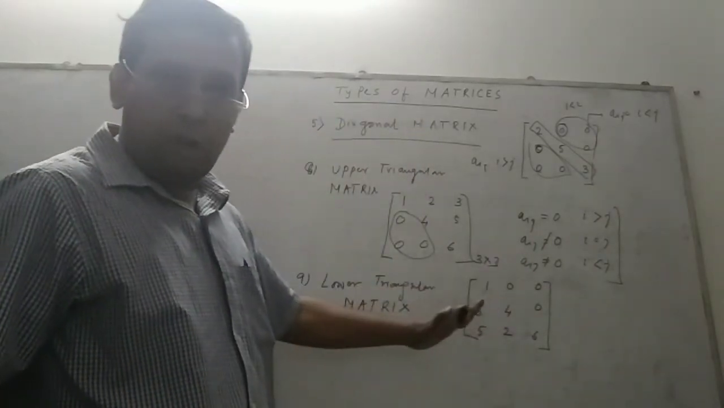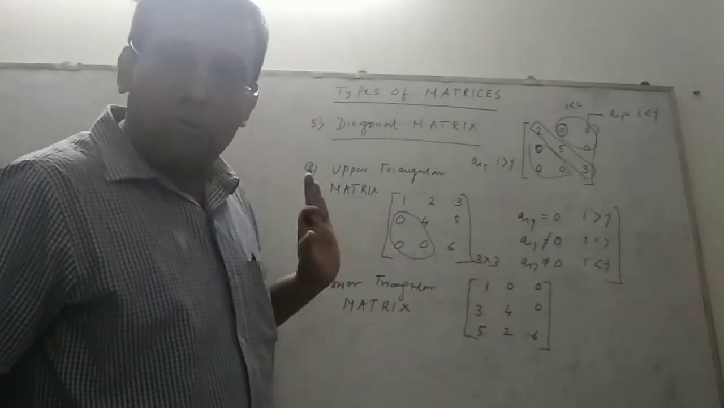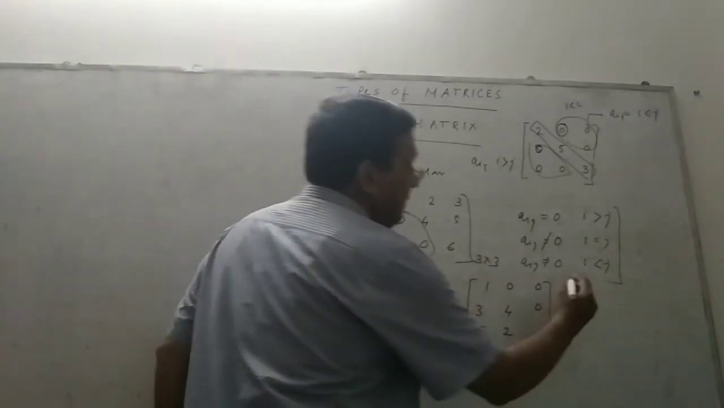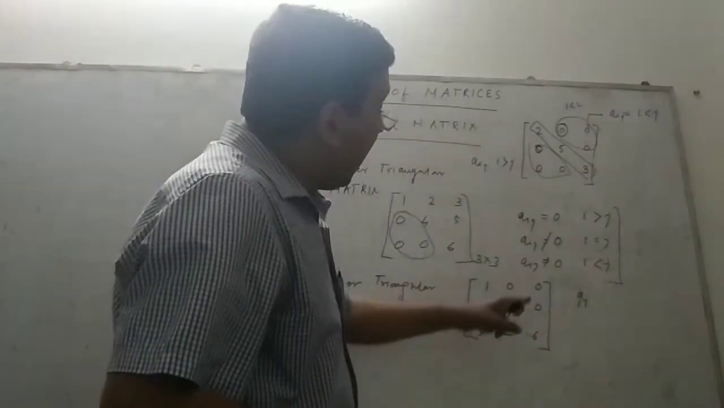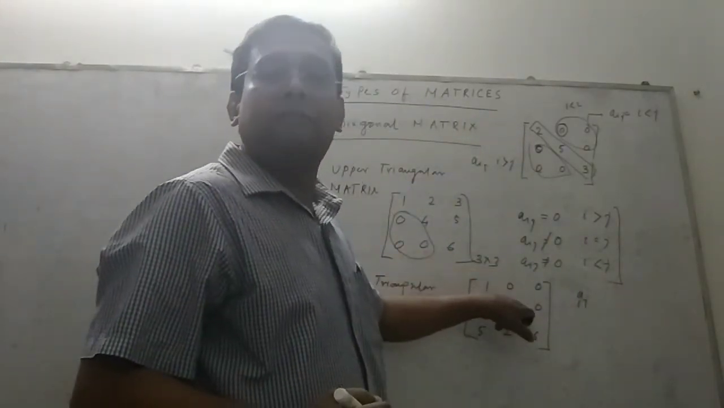And the technical definition of the lower triangular matrix, how can we understand it? We can understand it if I say a_ij, where, as I told you, for the elements above the diagonal, i is always less than j.